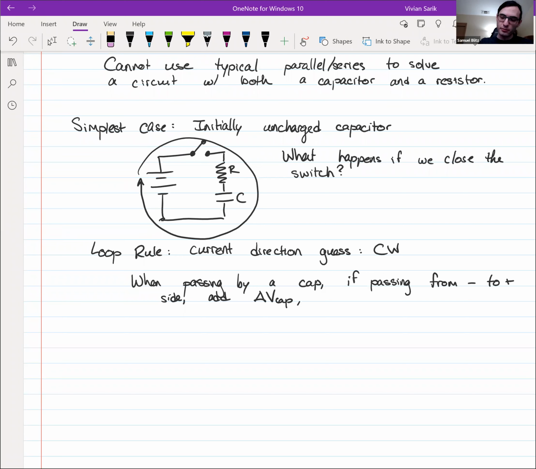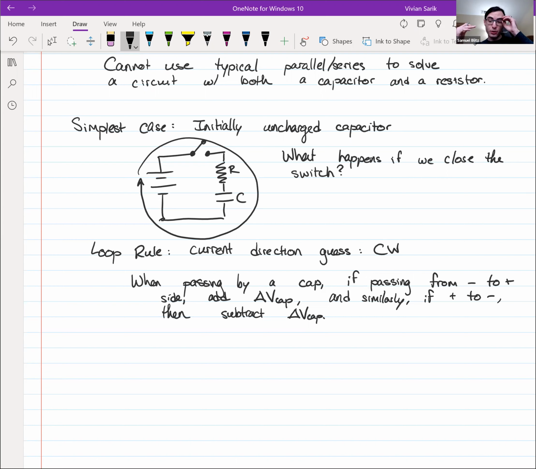Similarly, if passing from the positive side to the negative side, then we subtract delta V cap. And this kind of makes sense, right? If you go from the negative side to the positive side, on the negative plate the voltage is lower than on the positive plate. So the change in voltage as you go from negative to positive is going to be positive. So you add that delta V cap.